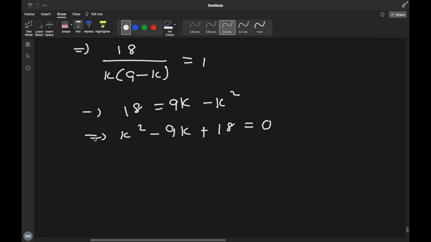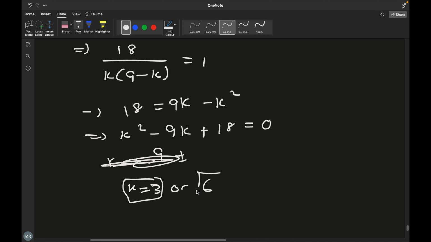Now let's calculate this. I do not have my calculator with me right now, but I'll just try to work it out. Oh, wait, never mind. k is just 3 or 6. You factorize it. So this is what we get.